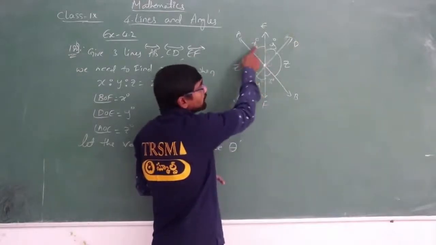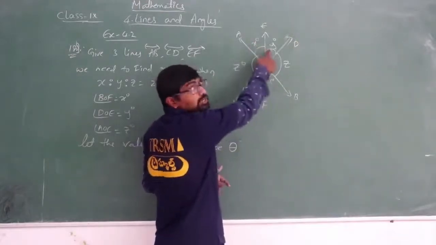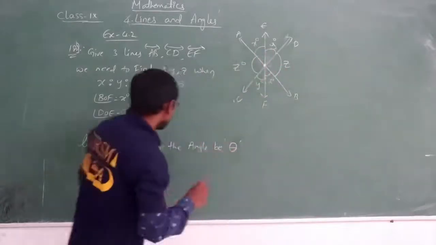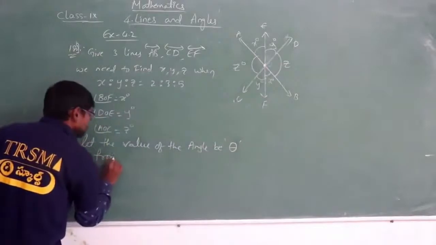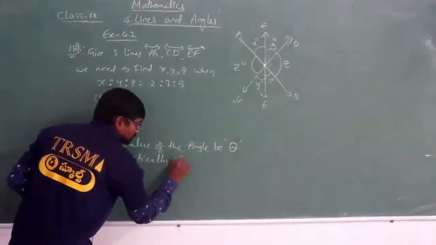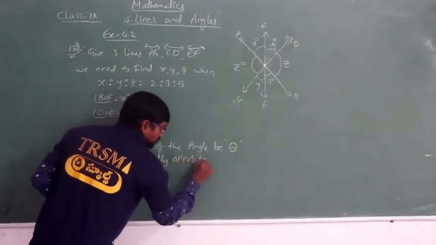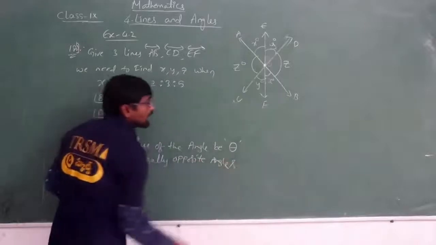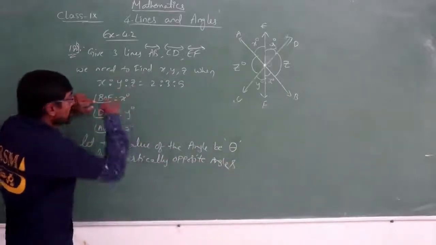This is x, this is also x. This is y, this is also y. If this is z, this is also z. So from vertically opposite angles, what do we have? These angles all are equal.